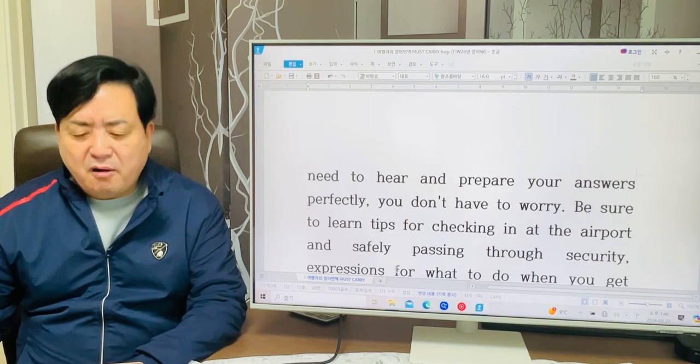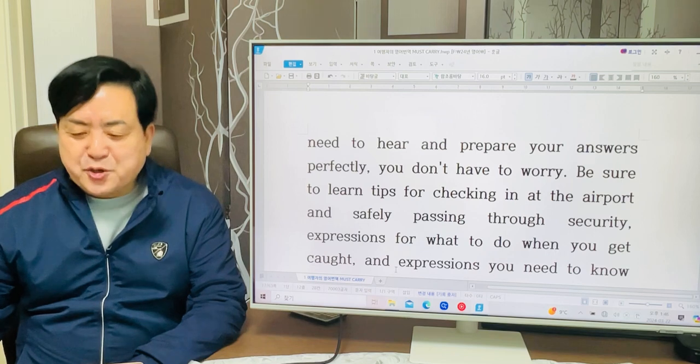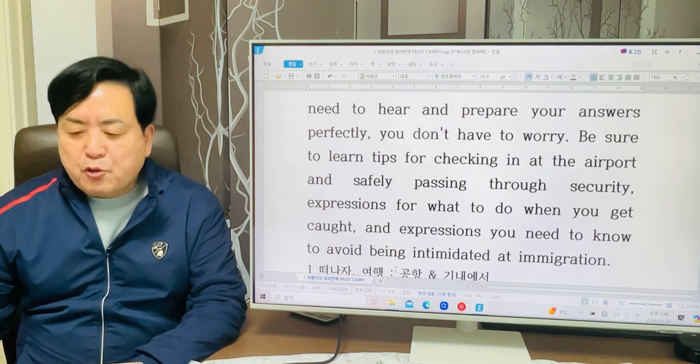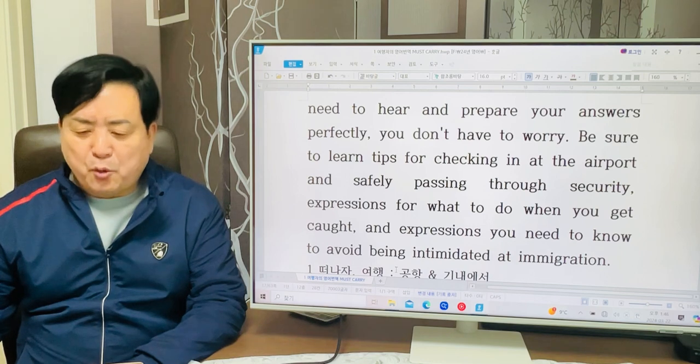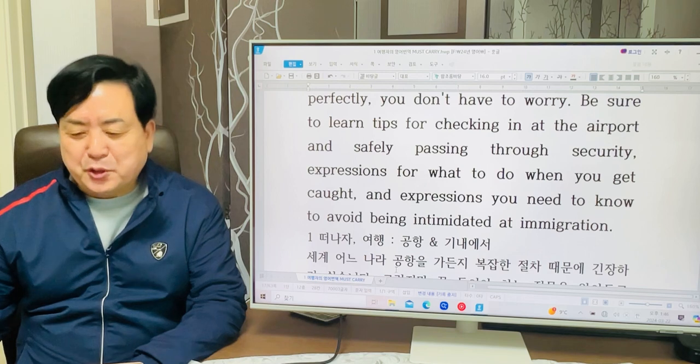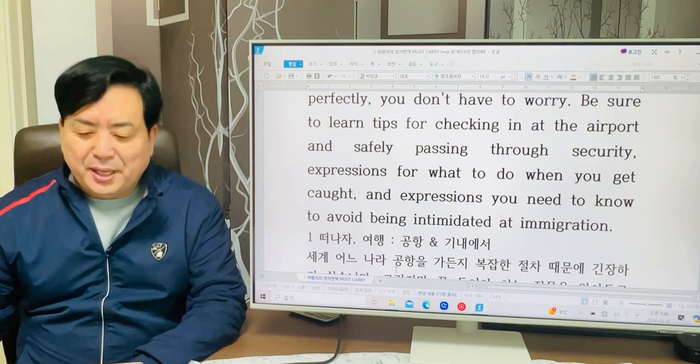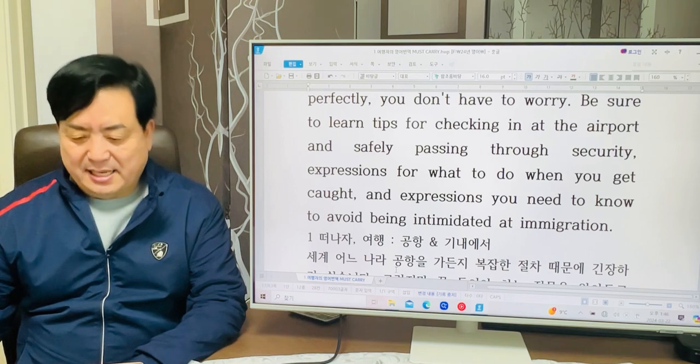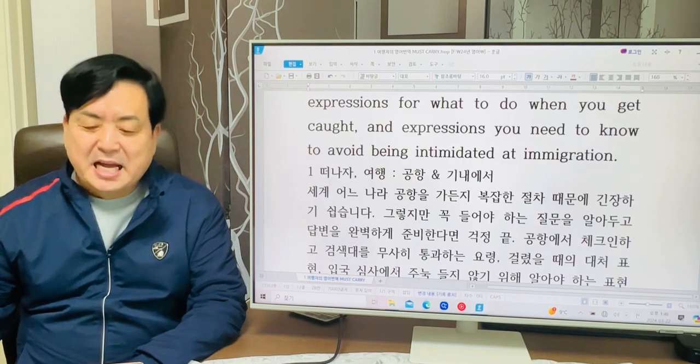Be sure to learn tips for checking in at the airport and safely passing through security, expressions for what to do when you get caught, and expressions you need to know to avoid being intimidated at immigration.